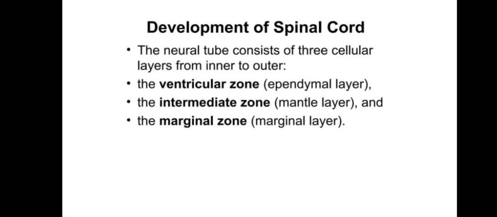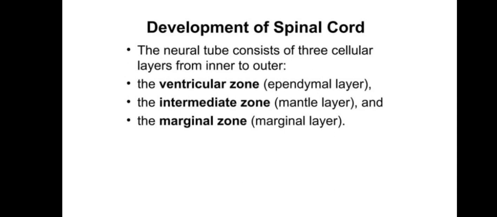The ventricular zone will give rise to neuroblasts, and these neuroblasts are just the future nerve cells. It will also give rise to the glioblasts, which are the future supporting cells. These two cells will migrate into the intermediate zone to form 2 collections of cells.